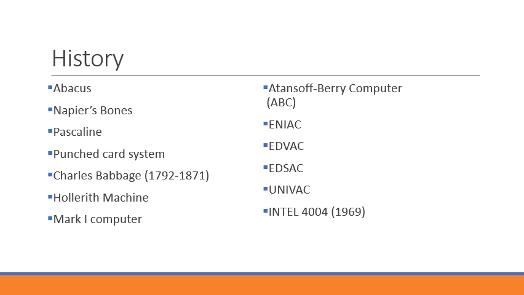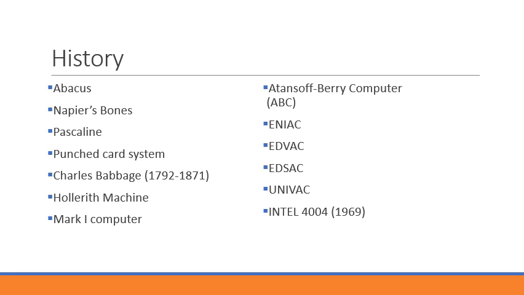Now the ABC computer or the Atanasoff-Berry computer. It is an electronic computer developed by two persons, John Atanasoff and Clifford Berry. This ABC system was developed to solve linear algebraic equations. This system was also the first to use capacitors for storage purposes.